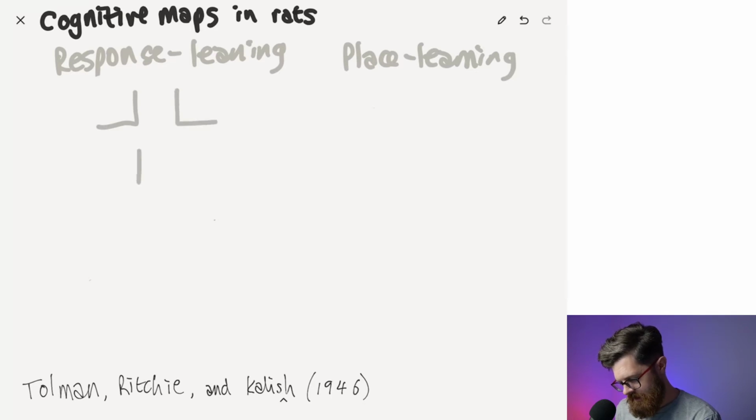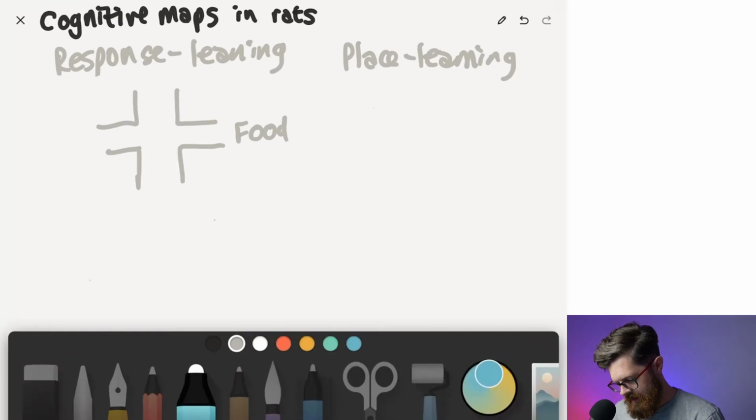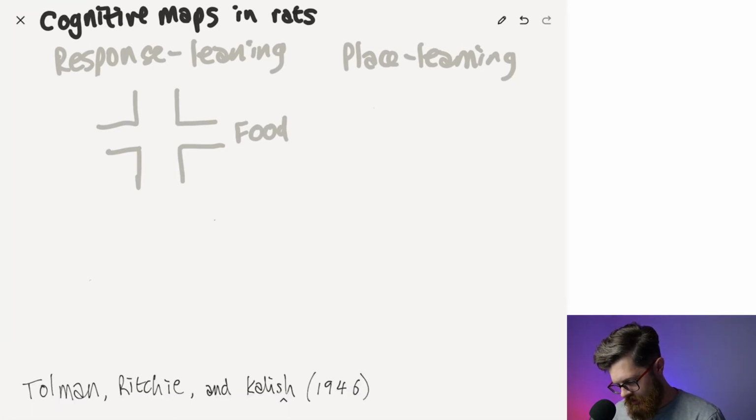So the maze might look like this, and there would be food placed over here. Now I'm going to attempt to draw a rat. So here we go, there's a rat. So it seems fairly simple here that what the rat has to do is essentially learn, the response that it has to learn is to turn right. So that seems fairly simple.